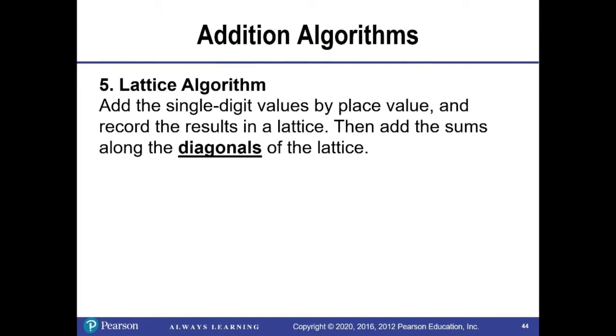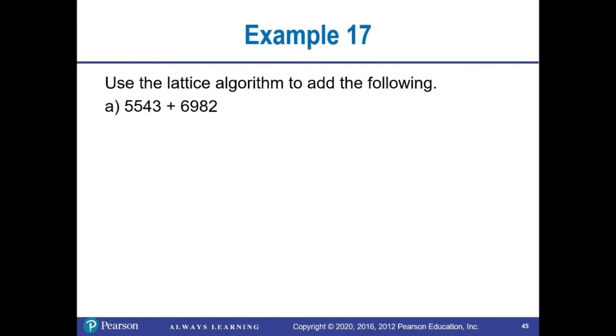This may be very different from any algorithm that you've seen before. We end up with a lattice at the end of our problem, and we add along the diagonals of the lattice. So let's look at this so you understand what I mean when I talk about a lattice. We're adding here 5,543. Now you'll notice as I wrote these, I left a little extra space between my digits. You'll see why here in a minute.